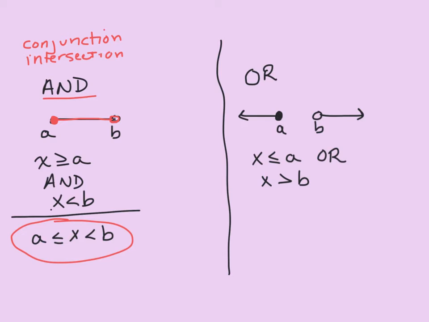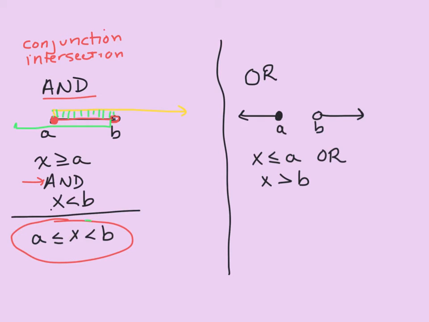We can write it two ways. x is greater than or equal to A, we use the word and, x is less than B. So that's saying at the same time, x will be greater than or equal to A, which would go this way forever, and at the same time, x is less than B, which goes that way forever. And remember, we're looking for the overlap of those two lines, which is in between there.